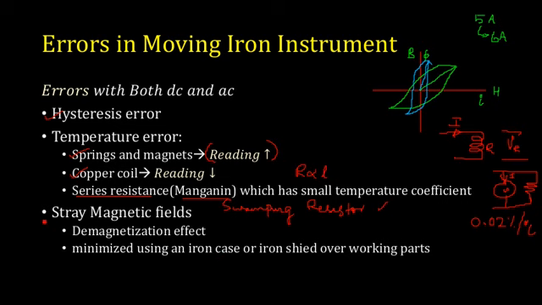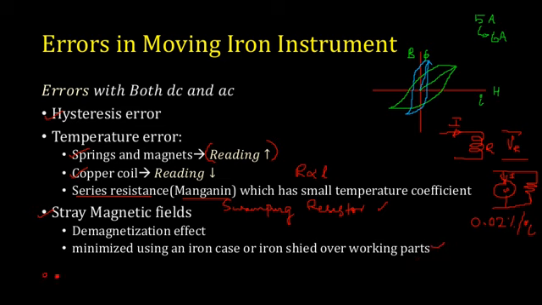Now, the next type of errors include stray magnetic fields. As we know, we don't have a permanent magnet system available in MI instruments, so the magnetic fields which affect the working of the instrument from outside will cause a demagnetization effect if the external magnetic field is opposing the magnetic field already being produced by the fixed coil. This can be minimized by providing iron shielding over the working parts.